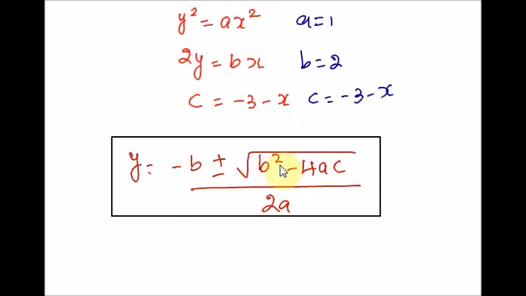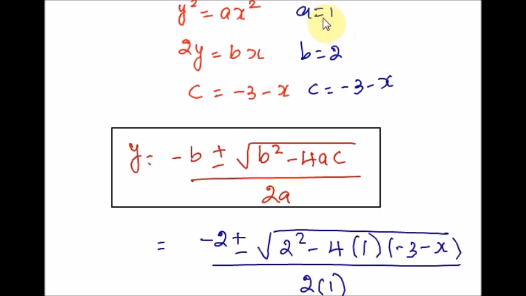Replace b by 2, a by 1 and c by negative 3, negative x. Let me show you. Please notice that these are the values for a, b, c. In the place of a, b, c in this formula, I have plugged in those values. Okay. Now let me simplify it by working out the exponent and by distributing here.